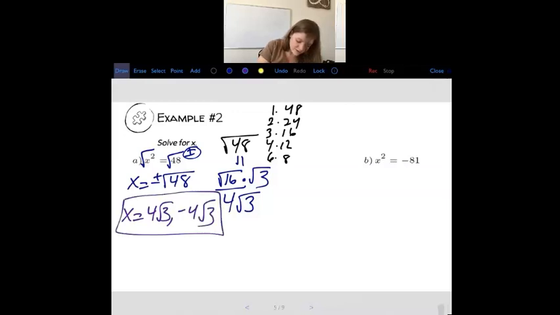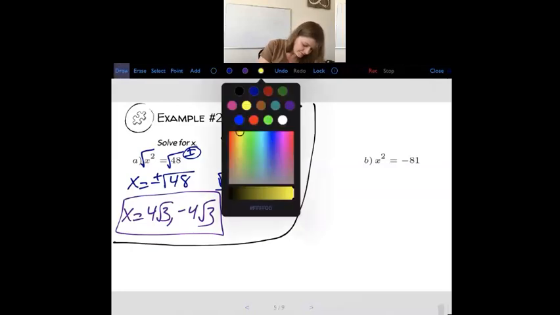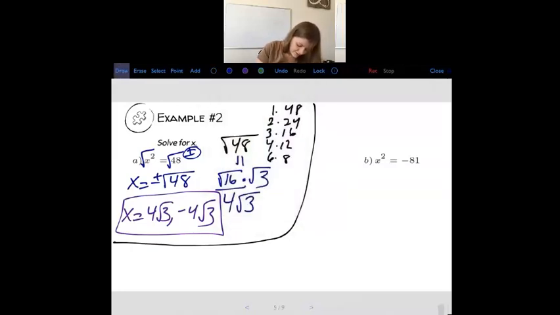If you were to choose, and let me box this off, something like square root of 48 is equal to, let's do 4 times 12. And let me pick a different color. If you did the square root of 48 is equal to the square root of 4 times square root of 12, you would have to simplify this as much as possible.